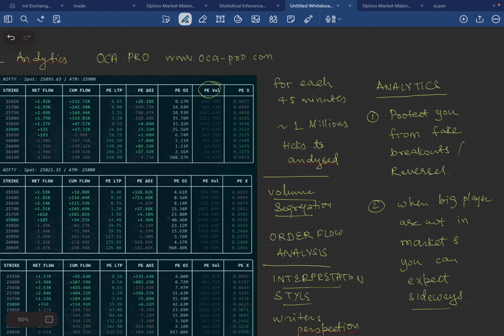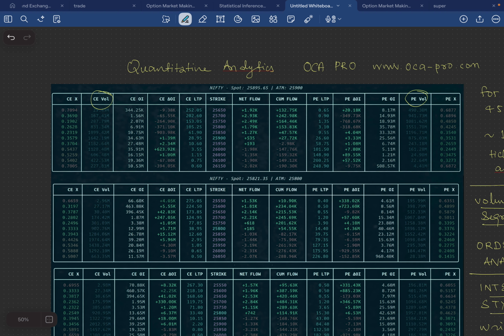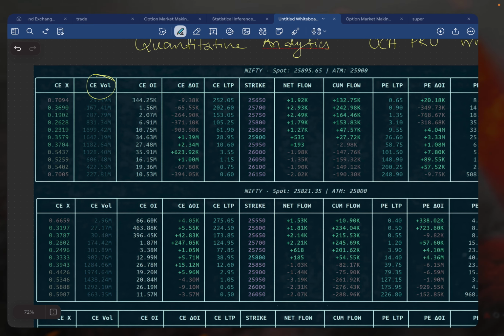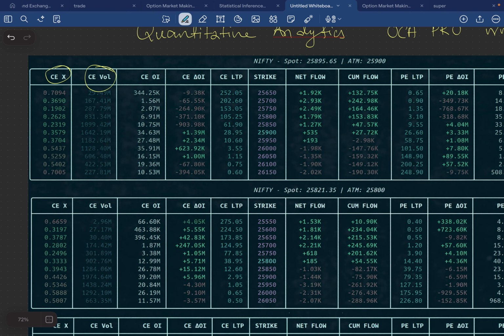Great. This is what we have worked upon, and I have named it the X factor. X are the unknown people, the ghosts, who have the capability to move the market. The analysis goes like this: whenever the X factor grows at a particular strike and is more than 0.6, you can say that there is institutional activity.